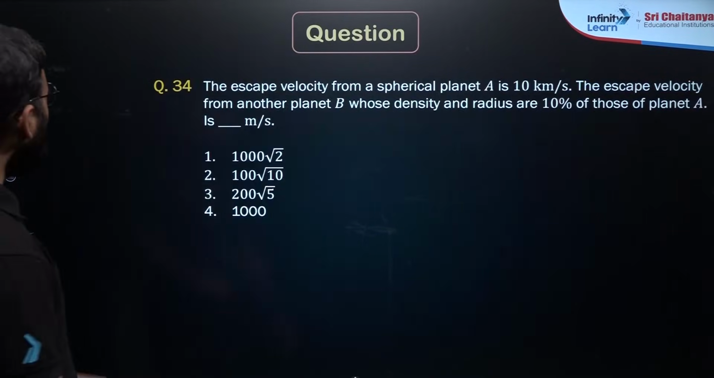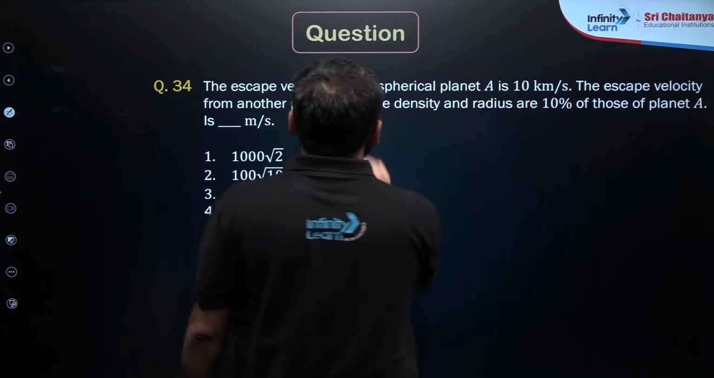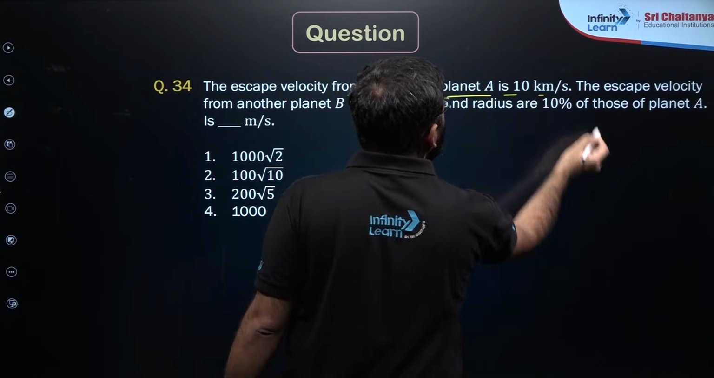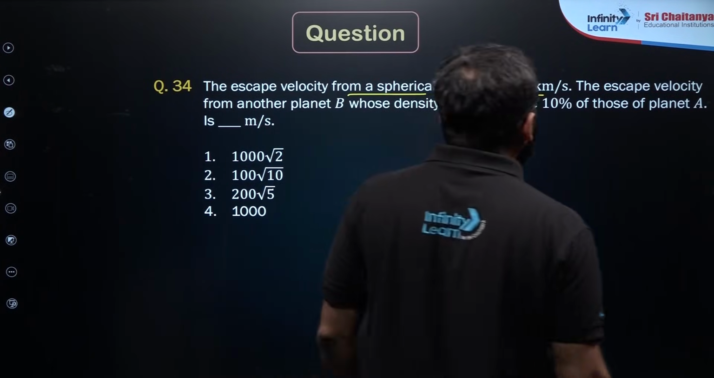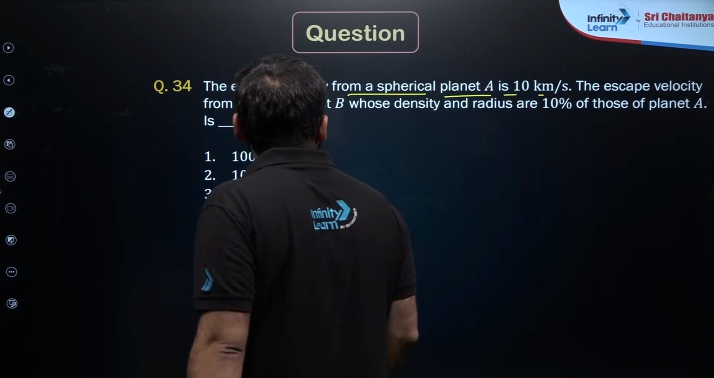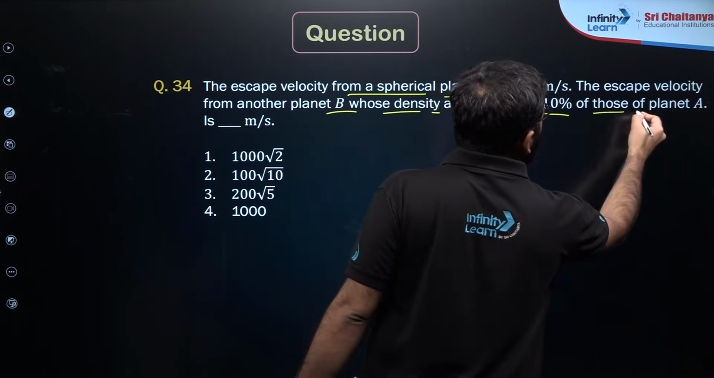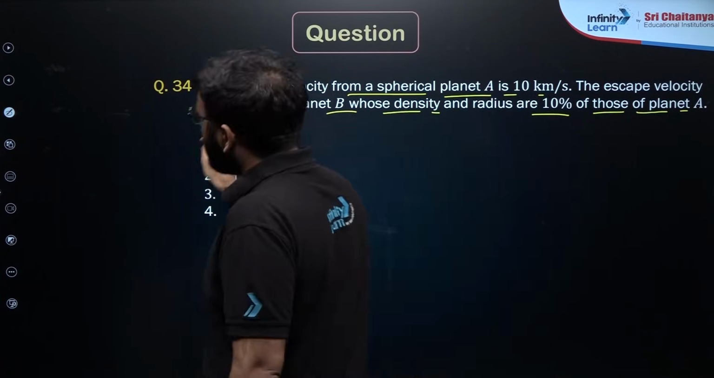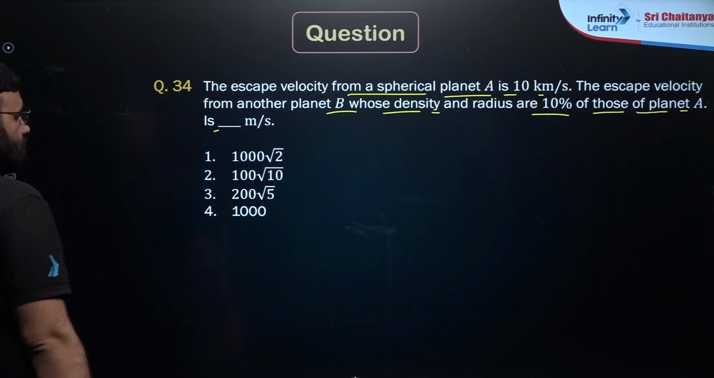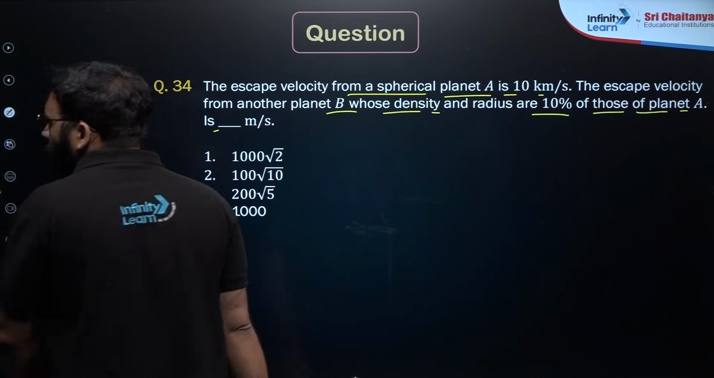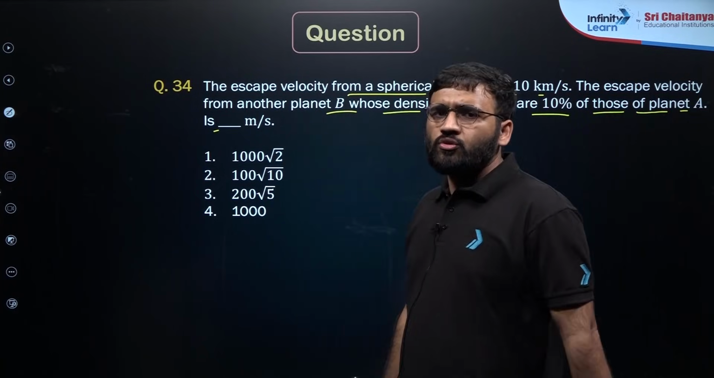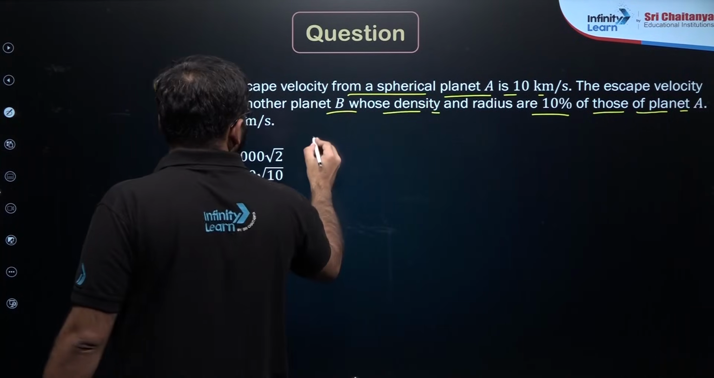Okay, next one. The escape velocity from spherical planet A is 10 km per second. Find the escape velocity from another planet B, whose density and radius are 10% of those of planet A. Okay beta, nothing more. What is my escape velocity formula? All of you remember: V equals root of 2GM upon R.